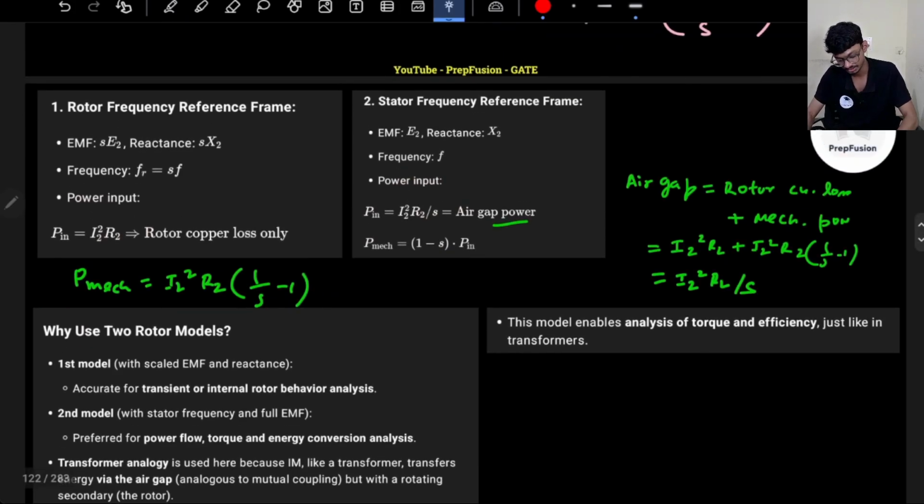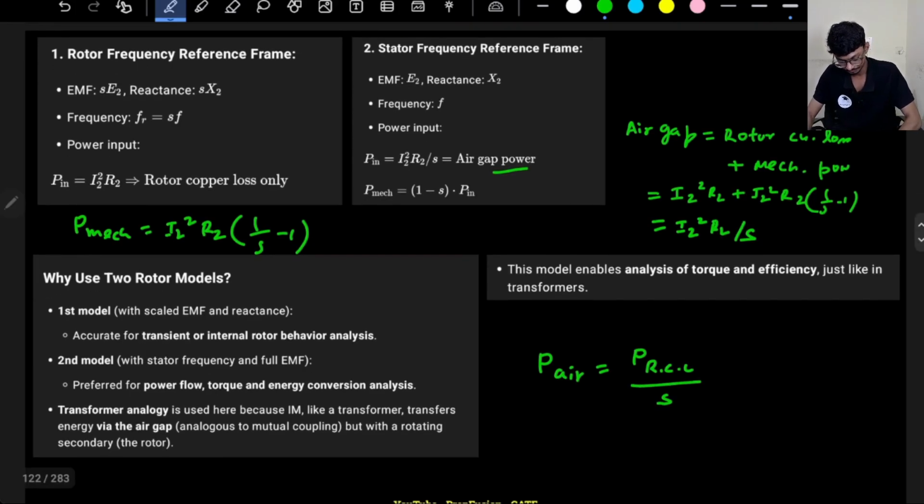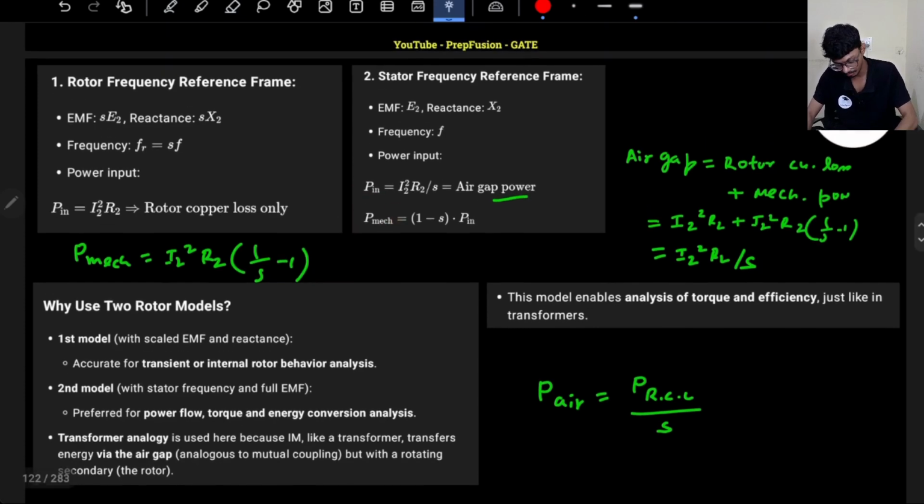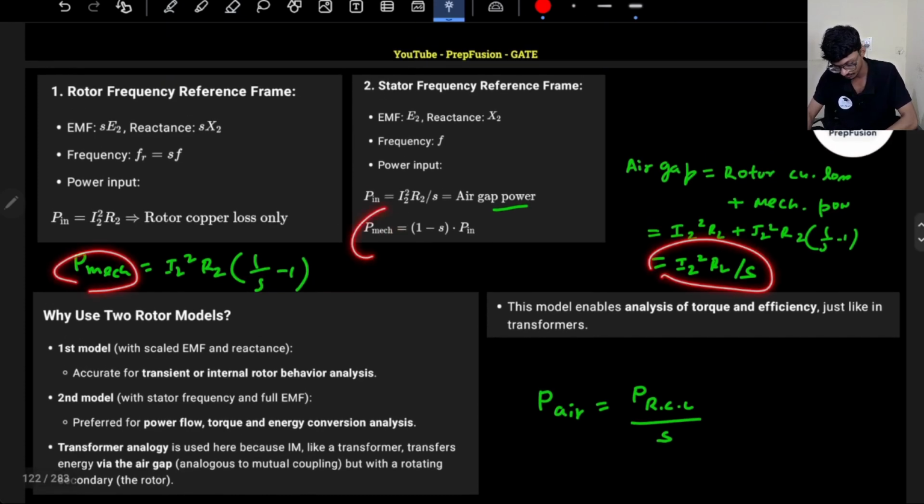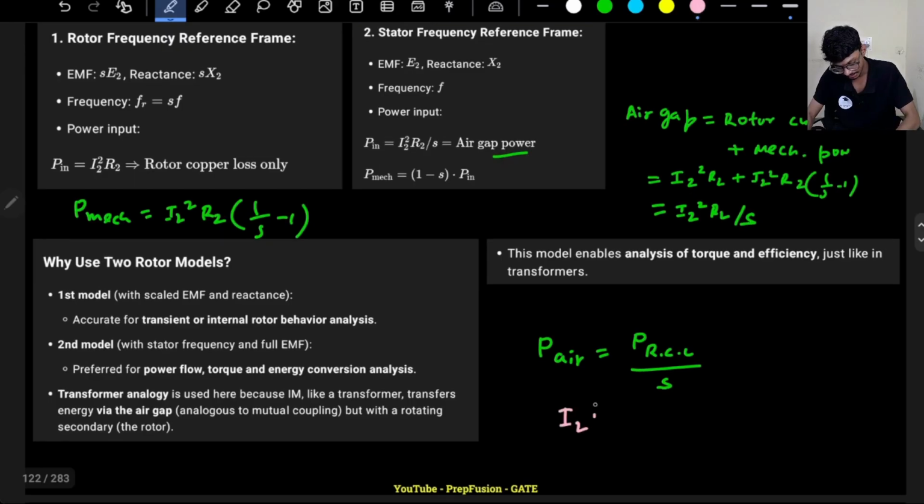There is a very famous equation. The air gap power, P air gap, is simply the rotor copper loss divided by S. Now, can I write the mechanical power in terms of the air gap power? Air gap power is I2 whole square R2 divided by S. If I multiply by S on both sides, I2 whole square R2 equals S into P air gap, or P input. Both are almost similar.